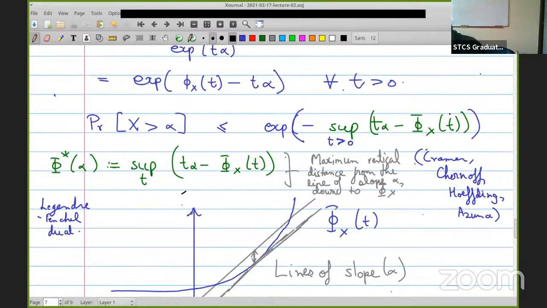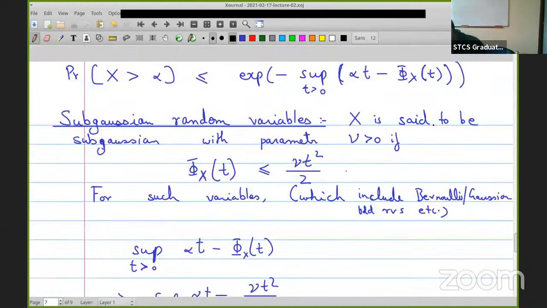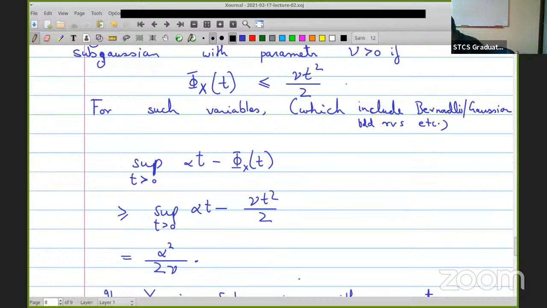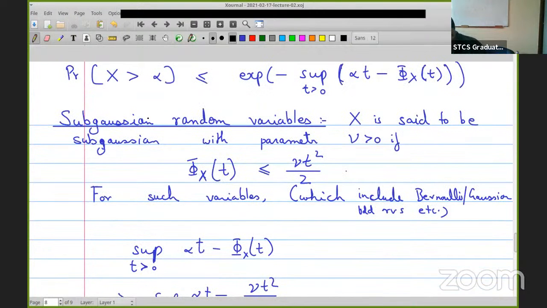These ψ_X(t). One example we looked at was something called a sub-Gaussian random variable. A random variable X is said to be sub-Gaussian with parameter ν bigger than 0 if this φ_X(t), this log moment generating function, is less than νt² by 2. So it's dominated by a quadratic function. This will include Bernoulli and Gaussian. That's why it's called sub-Gaussian. So the tails are not heavier than the Gaussian. That's the point of sub-Gaussian.